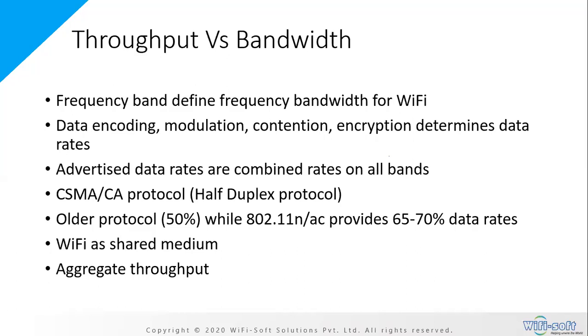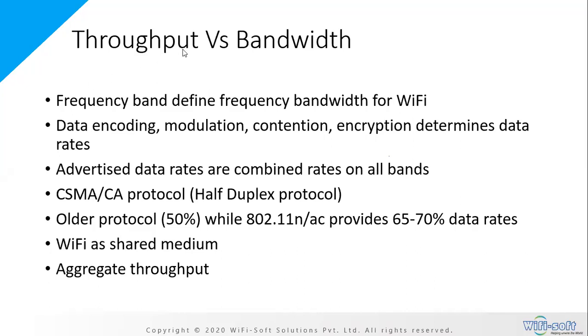But there are other things that play an important role in your data rate. Throughput is actually measured in data rates. So bandwidth means the channel bandwidth that is allocated to you, whereas throughput is the data rates that you get. Now the data rates are dependent on a lot of factors. There is data encoding, modulation techniques, the contention in the channel, and the encryption that you use on your Wi-Fi networks. All of these actually determine your data rates.